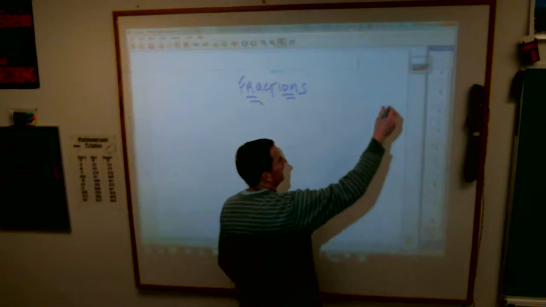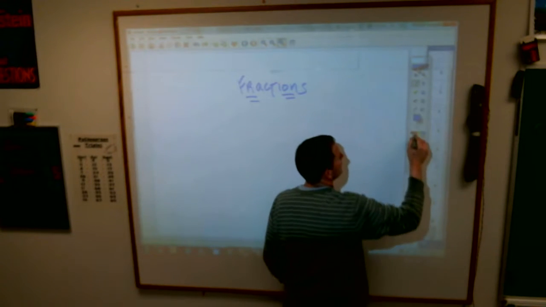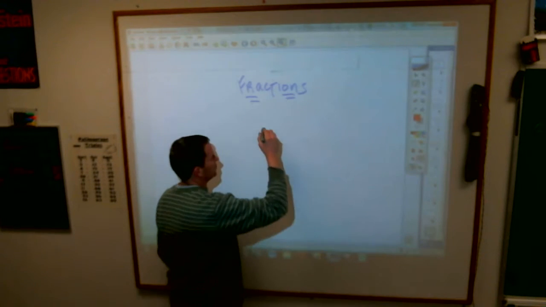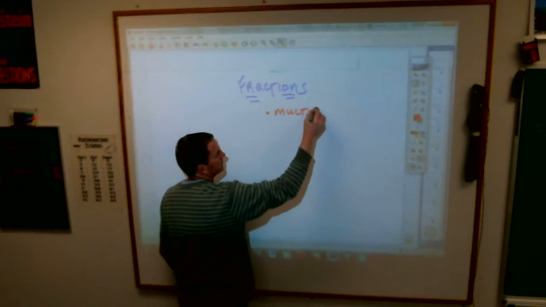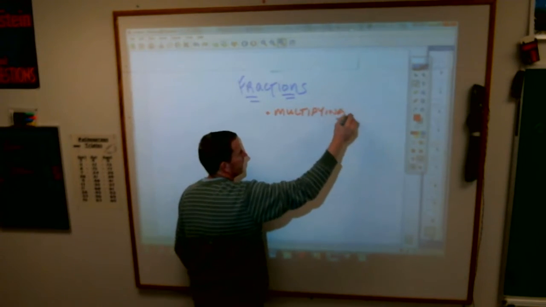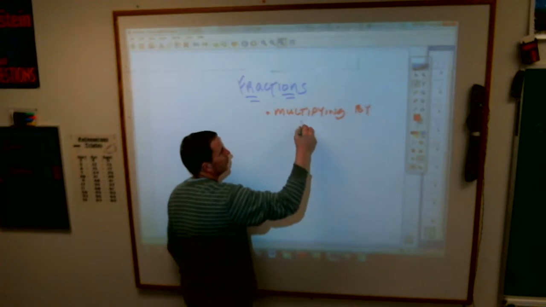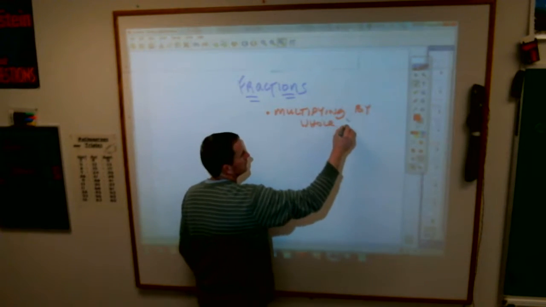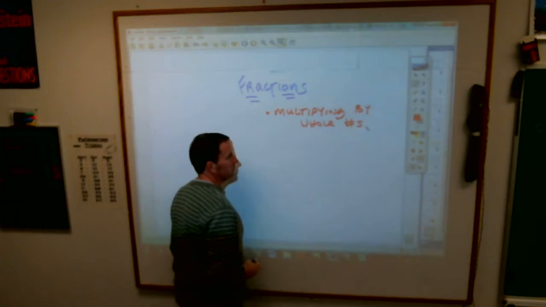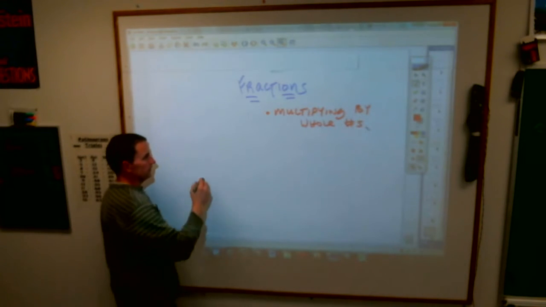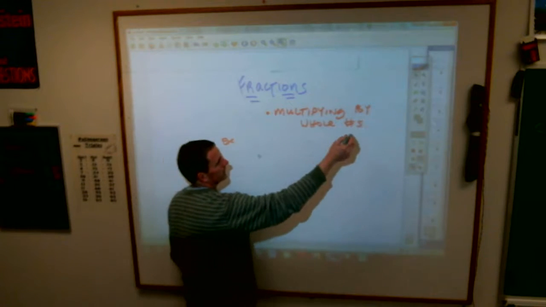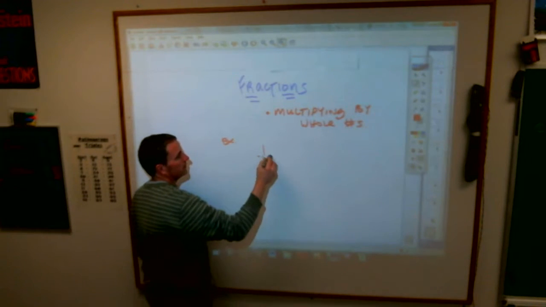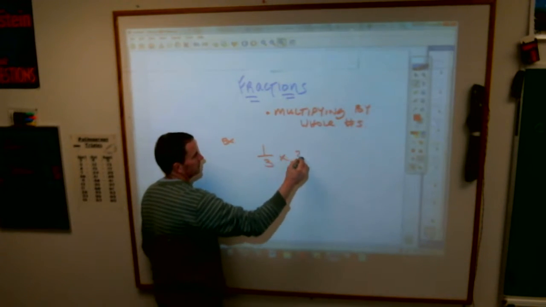And we are looking at multiplying fractions by whole numbers. Multiplying by whole numbers, which would mean this. What if, here's my example, what if I have 1/3 times 3?